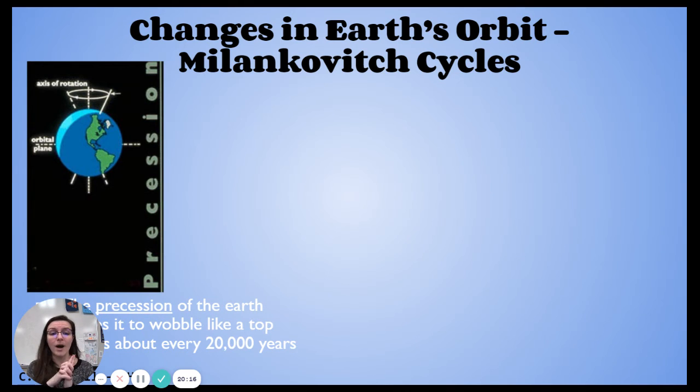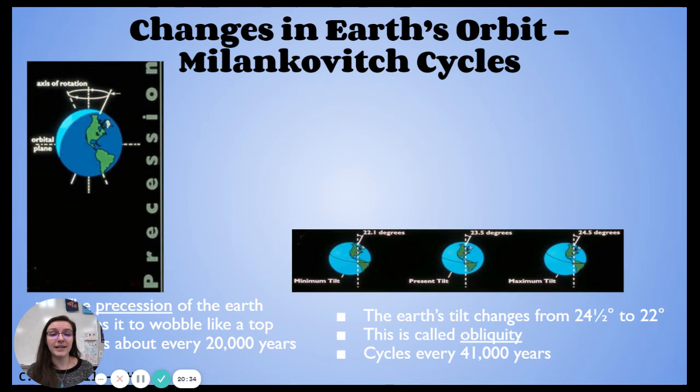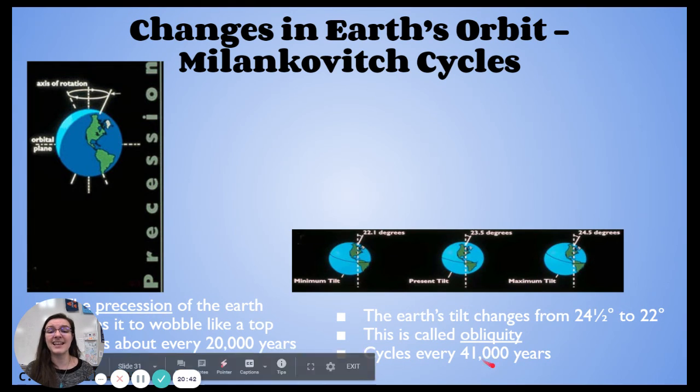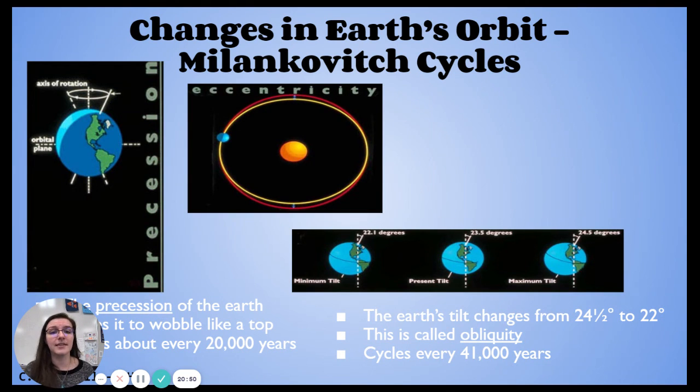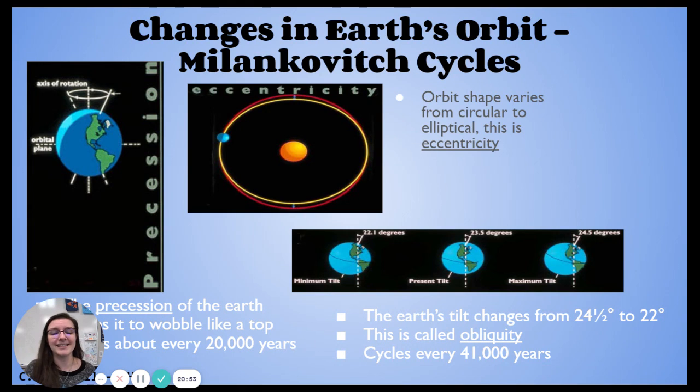So precession, the wobbling like a top, is a cycle that goes around every 20,000 years or so, where the North Pole is pointed in a slightly different direction. So our North Star is different than the ancient Greeks' North Star. The second was obliquity. How much of a tilt do we have? Right now, we are kind of right in the middle at this 23.5 degrees, and this cycles about every 41,000 years. And eccentricity, how circular is the orbit, or how elliptical is the orbit.